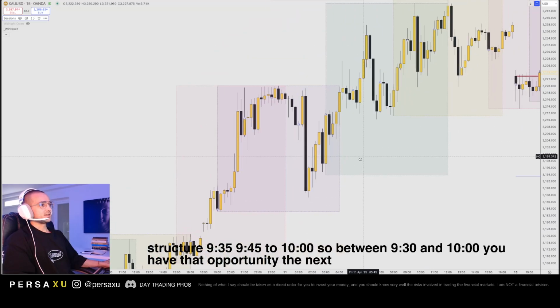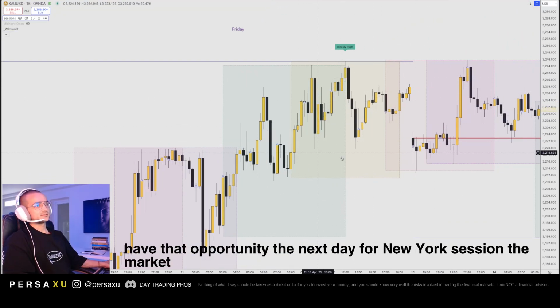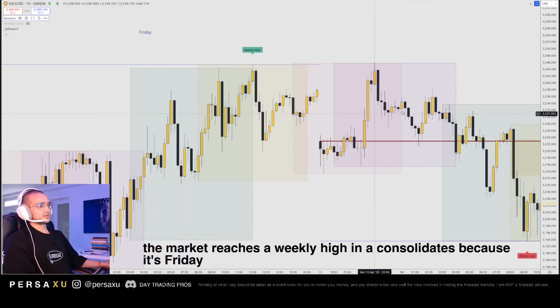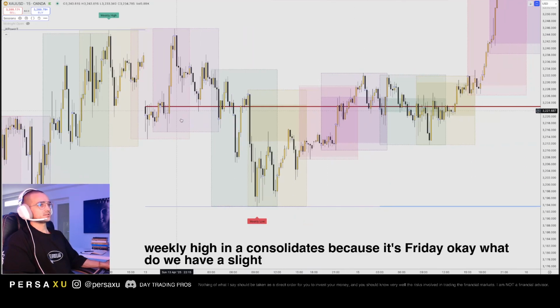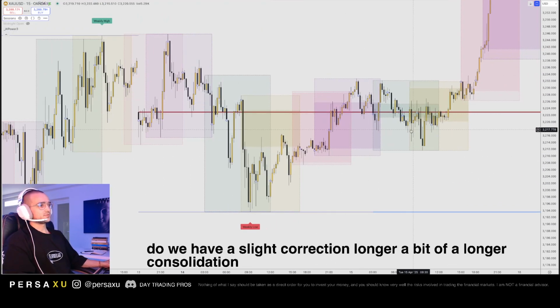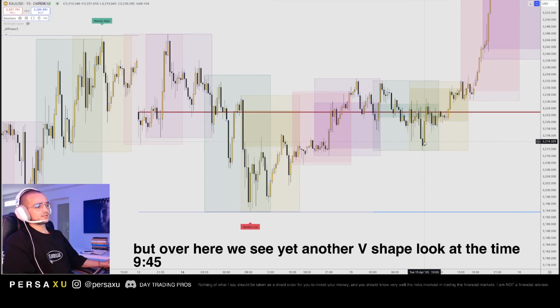The next day for New York session, the market reaches a weekly high and it consolidates because it's Friday. Okay, what do we have? A slight correction, a bit of a longer consolidation, but over here we see yet another V shape. Look at the time, 9:45, 10. Okay, there's the V shape.